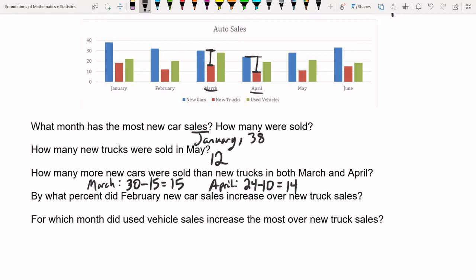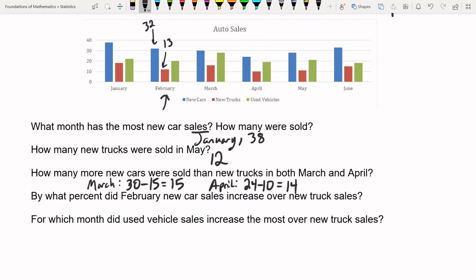By what percent did February new car sales increase over new truck sales? Let me clean this up just a little bit. Looking at February, we're looking for new car sales to increase over new truck sales. The way we do this is we find the number for each of these. New car sales is here. That looks to be about 32. New truck sales is here. That to me looks like 13. It's a little bit higher than 12. I would say 13.